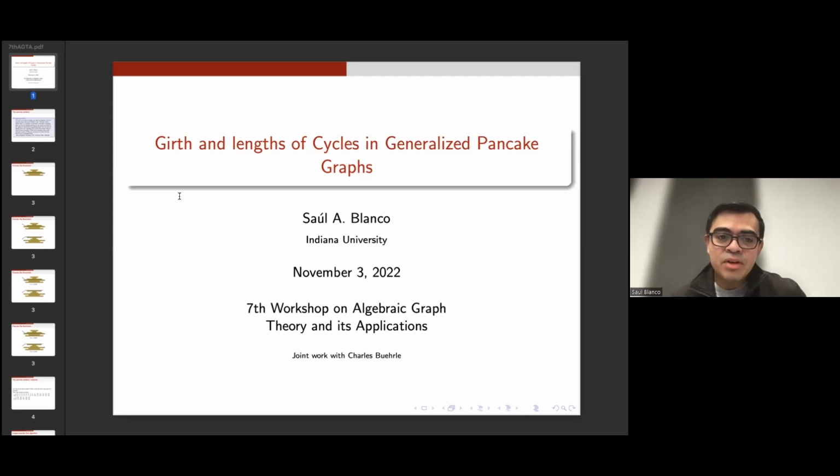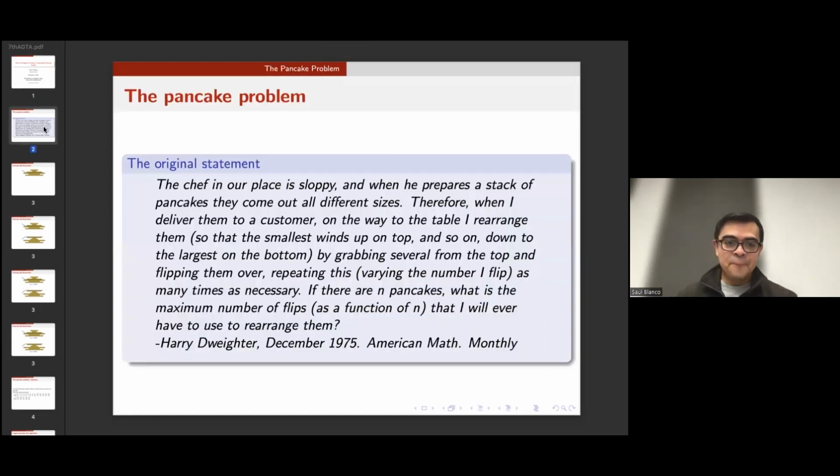Anyway, let me talk about the girth and length of cycles in generalized pancake graphs. So the motivation for the whole project: the original statement of the pancake problem showed up in 1975 in the problem section of the American Mathematical Monthly. This is the problem itself, so let me just read it.